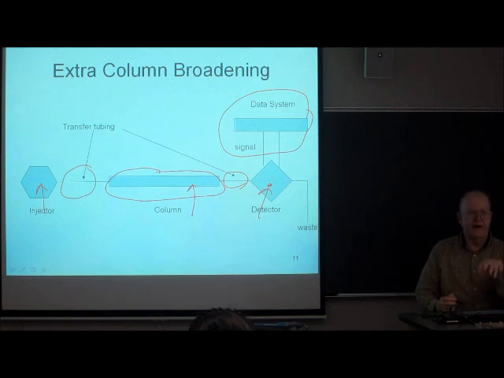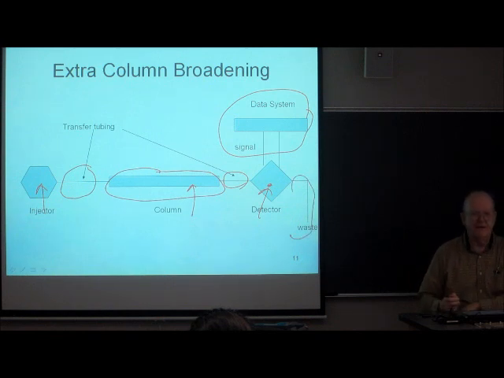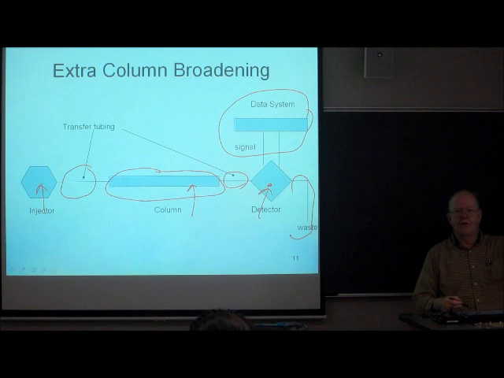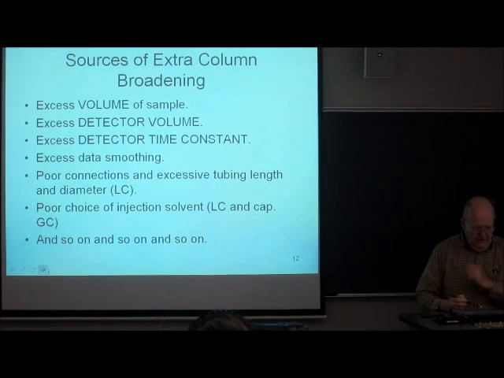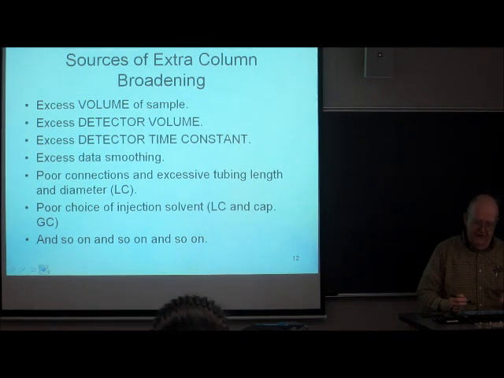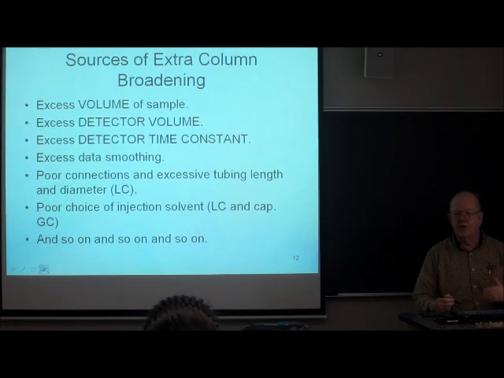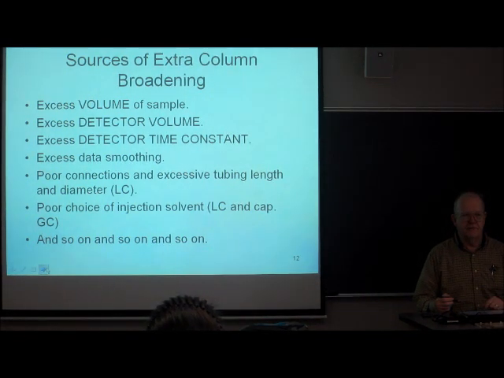The only place in this diagram where you can't go wrong is the line connecting the detector to waste. You've already acquired the signal. You can do anything you want there. Don't worry about it too much. Just don't get a leak. Okay, so this says again what I just said. Every single part of the system can, in principle, cause broadening.